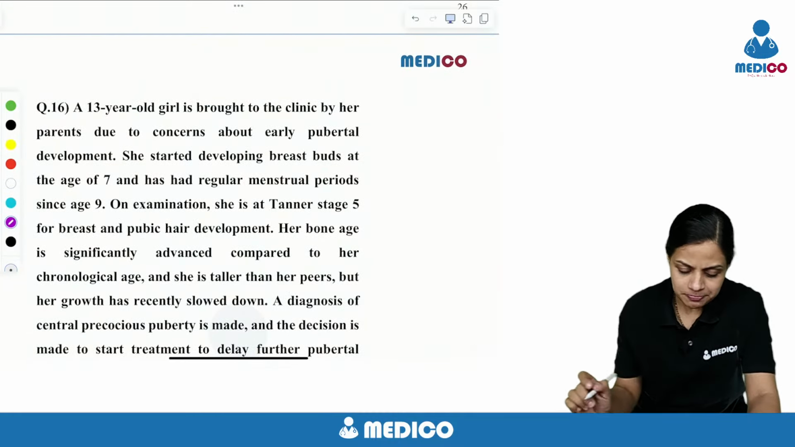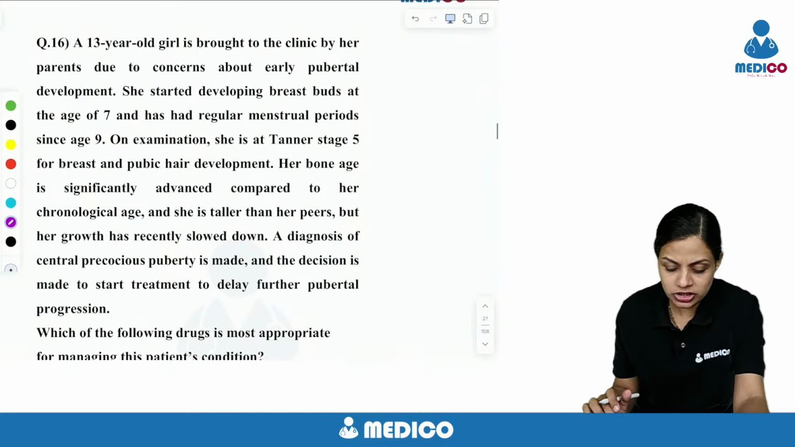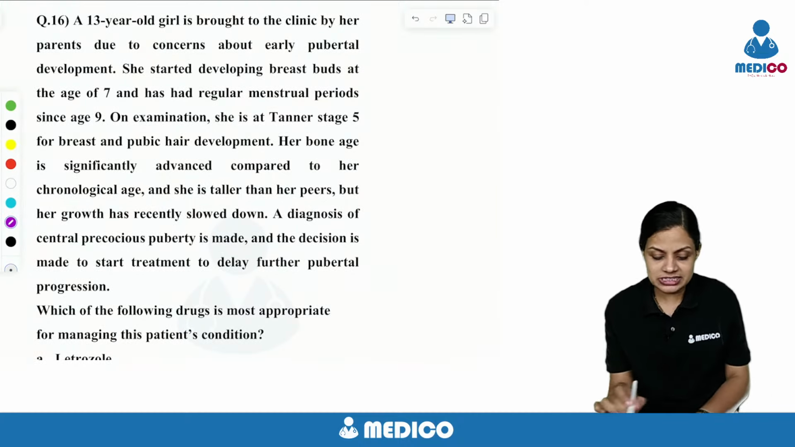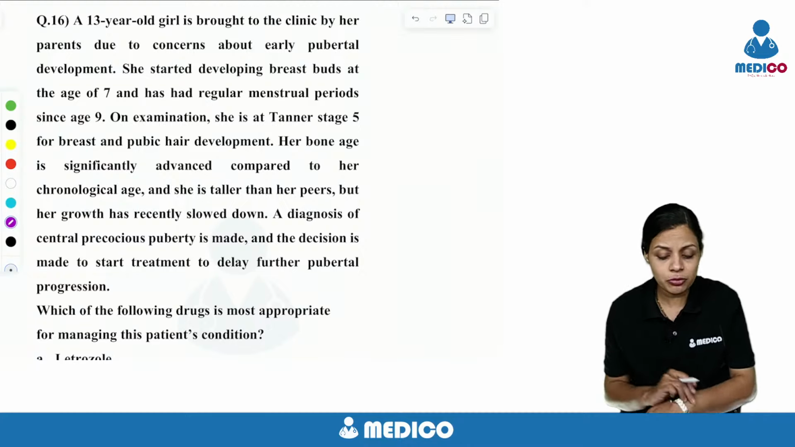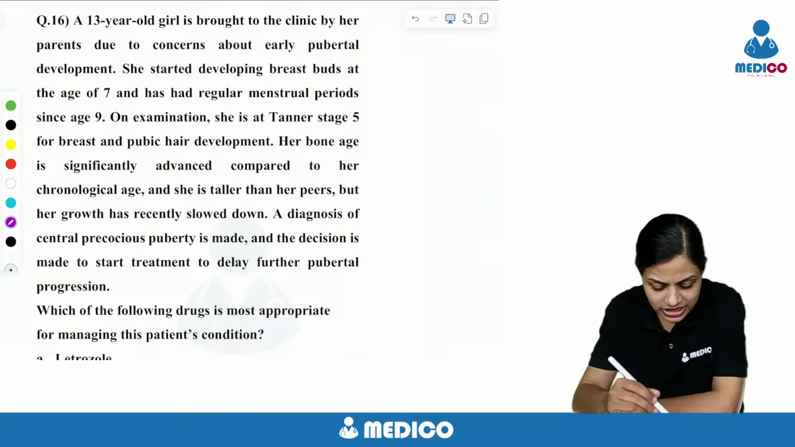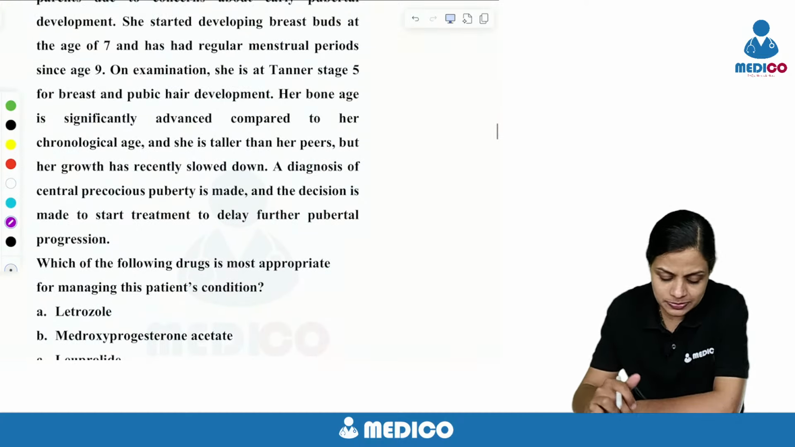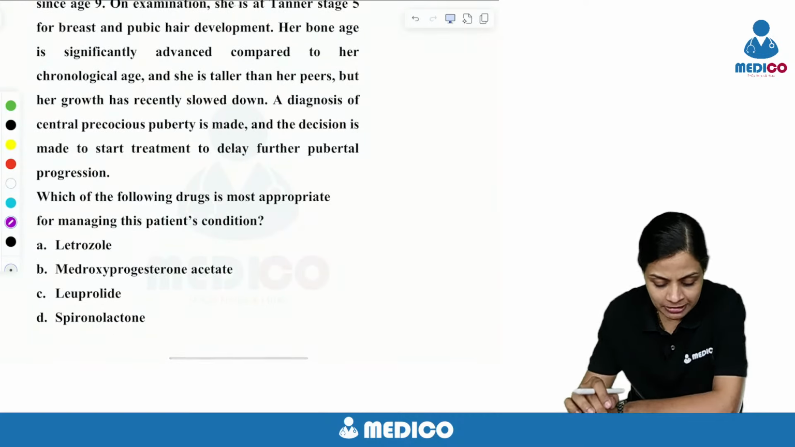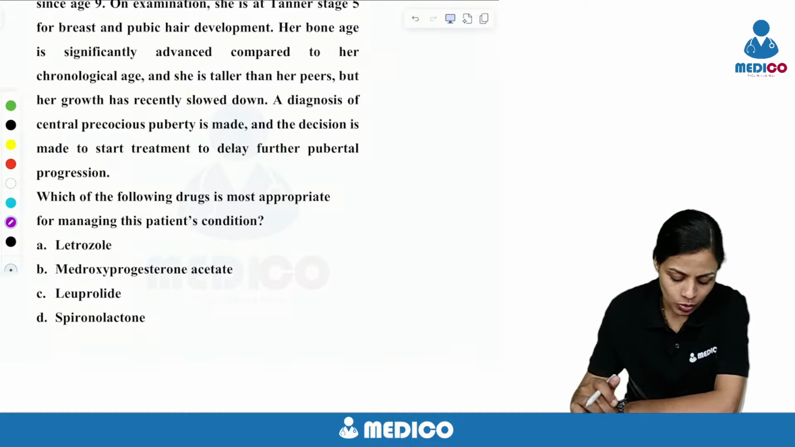Question number 16. A 13-year-old girl is brought to the clinic by her parents due to concerns about early pubertal development. She started developing breast buds at the age of 7 and has had regular menstrual periods since the age of 9. On examination, she is at Tanner stage 5 for breast and pubic hair development. Her bone age is significantly advanced compared to her chronological age. She is taller than her peers, but her growth has recently slowed down. A diagnosis of central precocious puberty is made, and the decision is made to start treatment to delay further pubertal progression. What can you use?